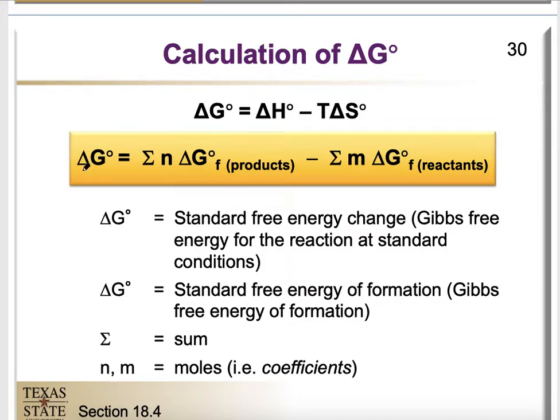Or alternatively, we can use the same type of equation that we utilize for enthalpy and entropy, which is now going to say that the Gibbs free energy change at standard conditions is going to be equal to the sum of the product of the coefficient of each product times the delta G at standard conditions of each of the products, minus the sum of the product of the coefficient times the Gibbs free energy change for each of the reactants. Where do we get those delta G's? From the same exact table that I mentioned in the previous slide.